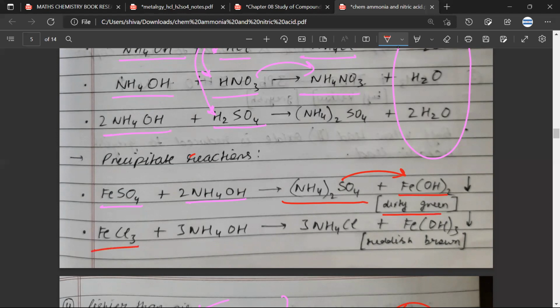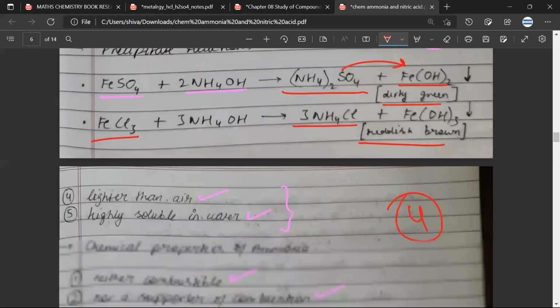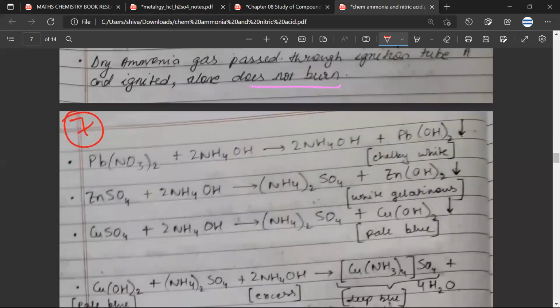Ferric chloride plus NH4OH, the aqueous form of ammonia, gives ammonium chloride plus iron 3 hydroxide, and the precipitate is reddish brown. Okay. Pb(NO3)2 or lead nitrate plus NH4OH gives NH4NO3 ammonium nitrate plus lead hydroxide. It is a precipitate and its color is chalky white.